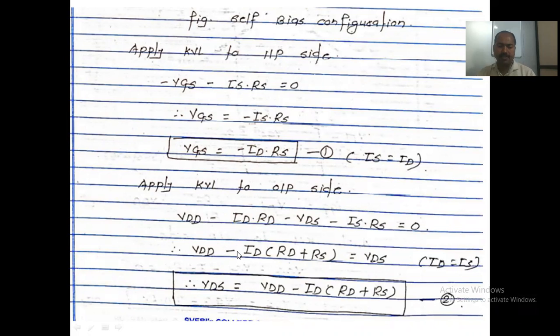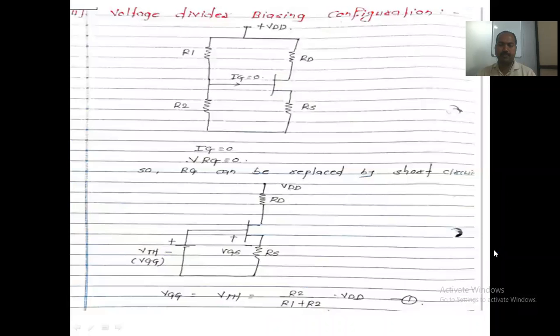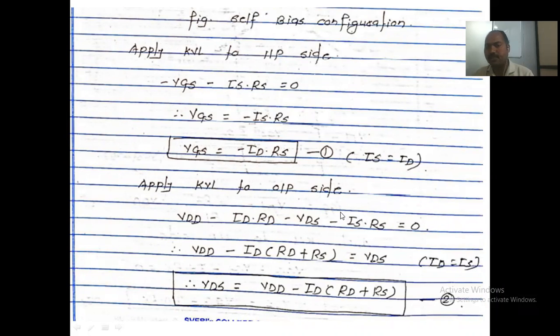So VDD minus ID as it is, RD plus RS. This minus VDS goes to the other side, that is plus VDS. So VDS equal to VDD minus of ID into RD plus RS. This is the equation with respect to us. This is also called the output equation. We have already calculated the input equation. Analysis means we have to see two things: applying KVL to the input and applying KVL to the output, and taking out the two equations.